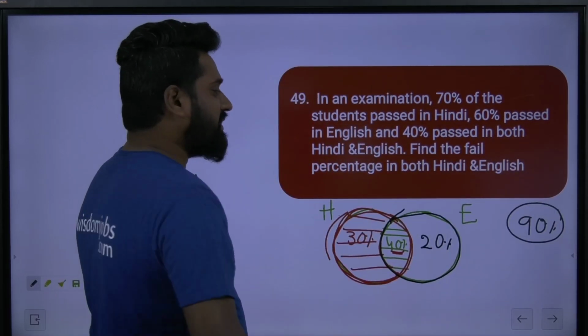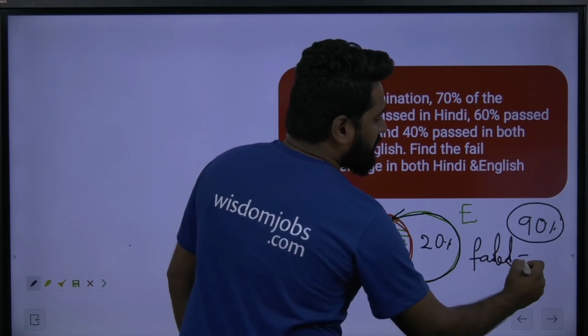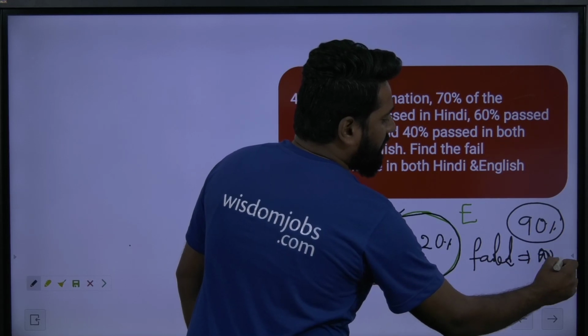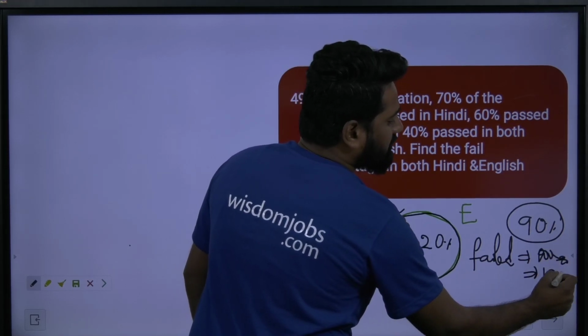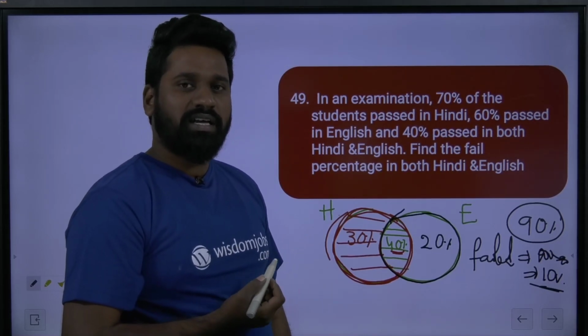Then what about failed? So remaining percent are failed. Failed students is equal to 100 minus 90. That is 10% students failed in both the subjects. Is it clear now? Right?